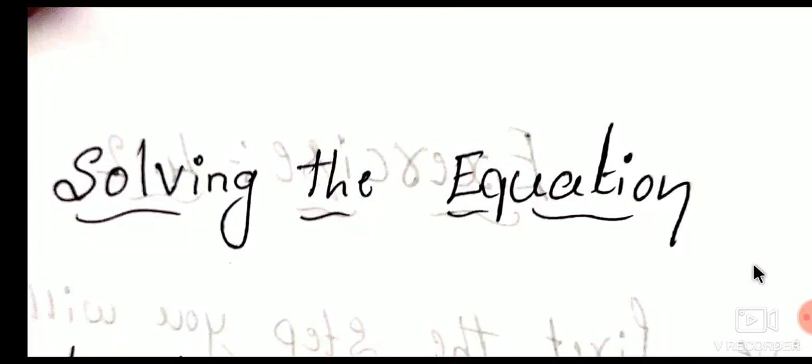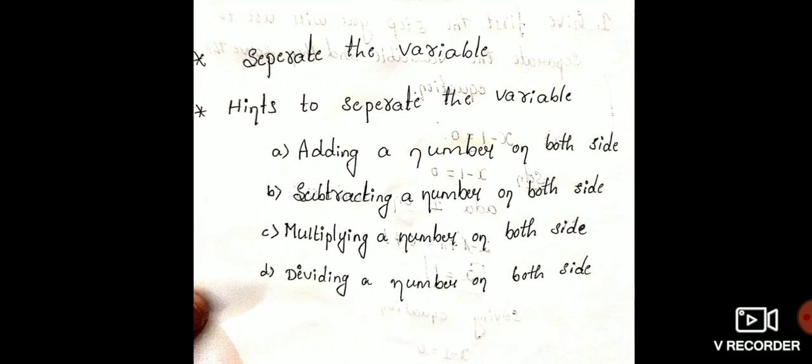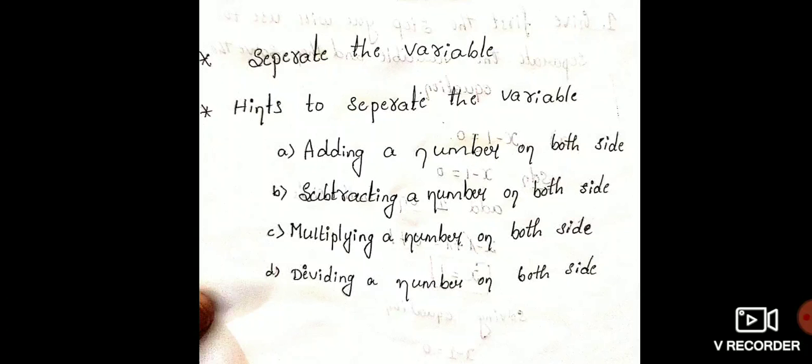Solving an equation means if we solve that equation, the LHS side should be equal to the RHS side, left hand side is equal to right hand side. We should solve that equation until the LHS side is equal to the RHS side. So to solve the equation, we have to follow some basic things.